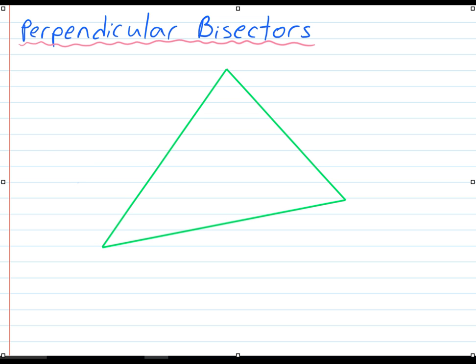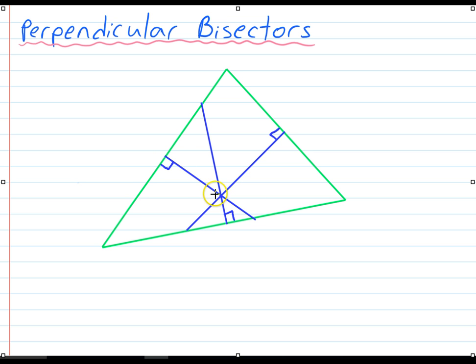So I showed you what a perpendicular bisector is on a line segment, but we oftentimes look at them within triangles. So if I bisected all three of the sides of the triangle, then interestingly enough, all those perpendicular bisectors would meet in one point in the triangle. Let me show you. So I just kind of eyeballed it and drew all three of these perpendicular bisectors.